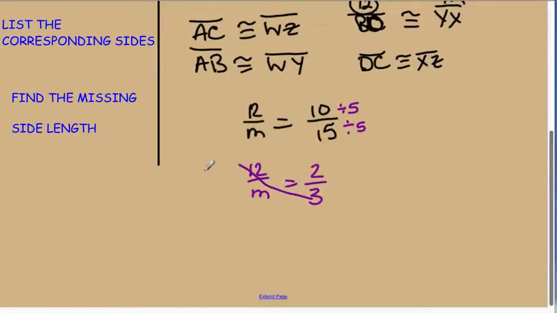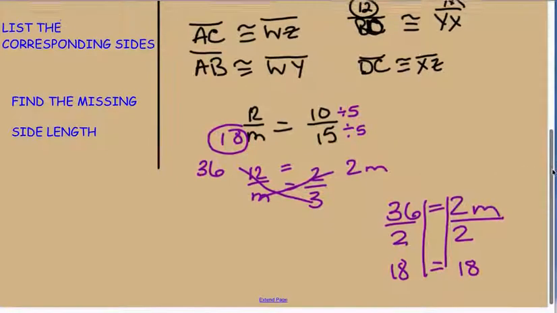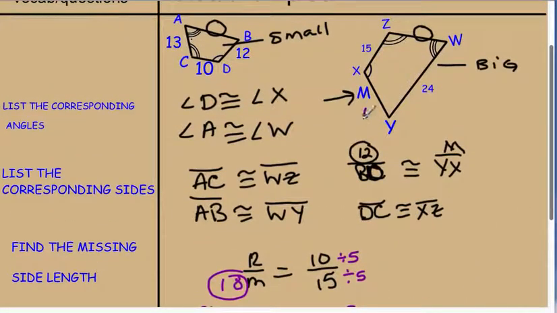All right, now I've got to cross multiply. So 12 times 3 is 36. 2 times m is 2m, and they equal each other. Remember, we have to show all of our steps, so I'm going to rewrite my equation over here. What am I solving for? What's bothering it? How do I do the inverse? I'm going to find that my answer is 18. And this would be 18. So I was able to find that the missing side here would be 18.